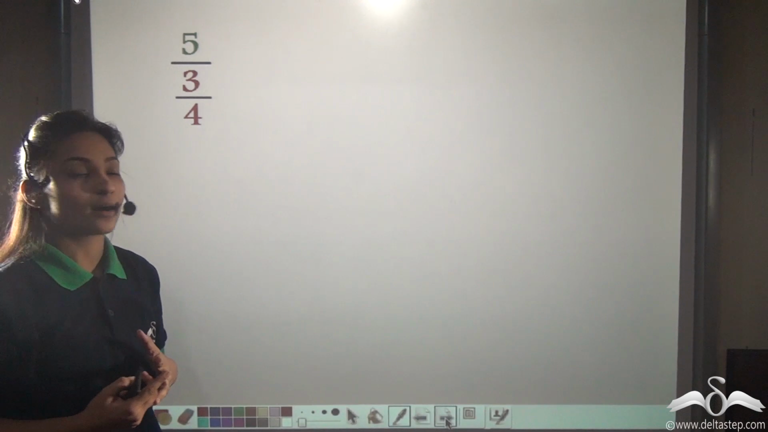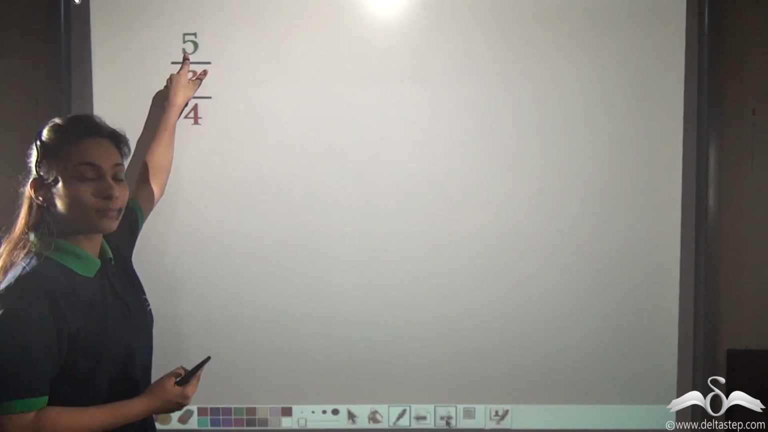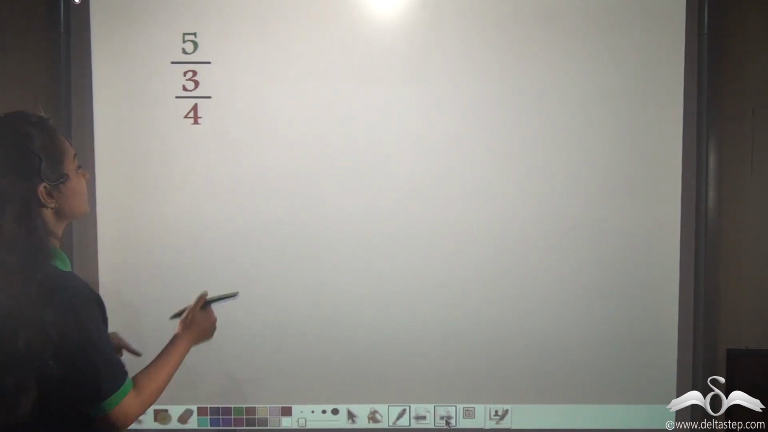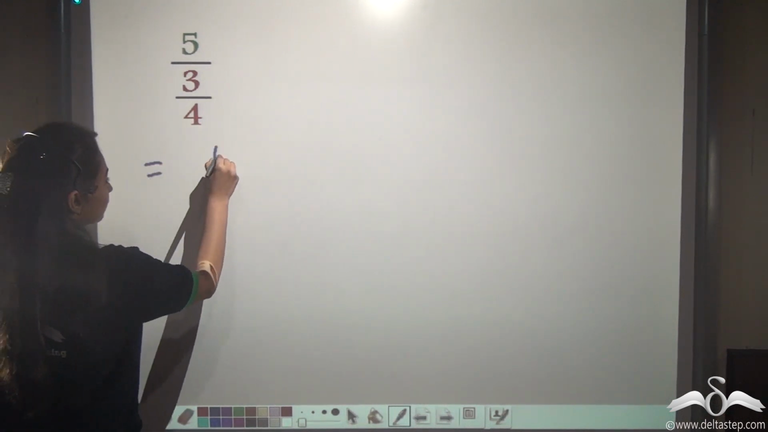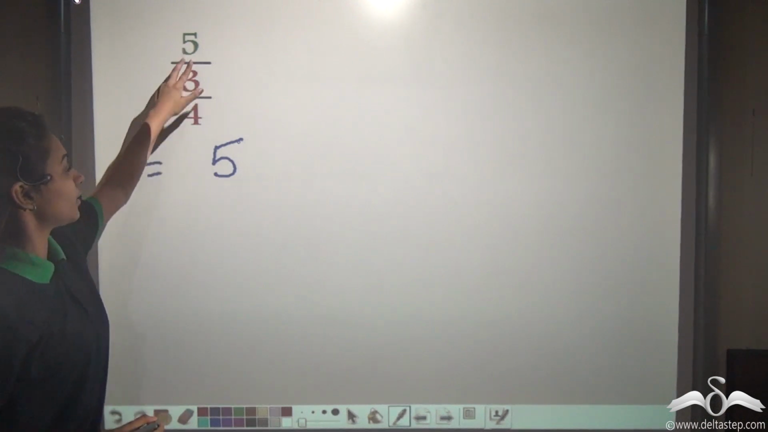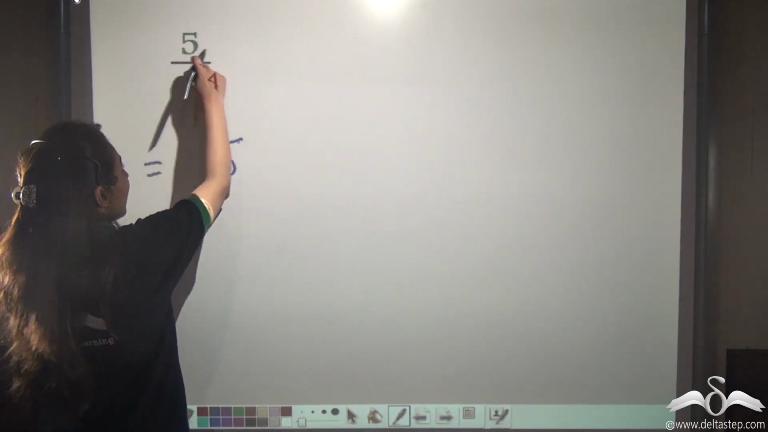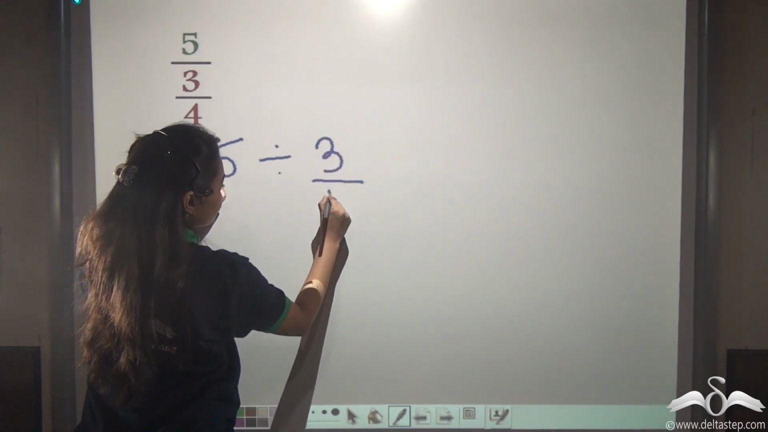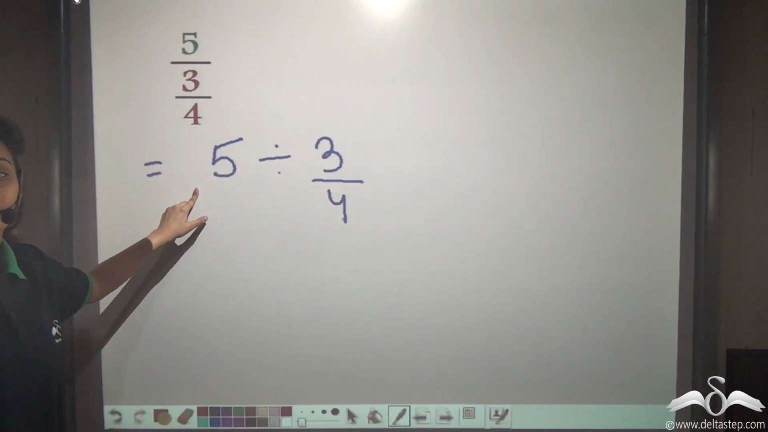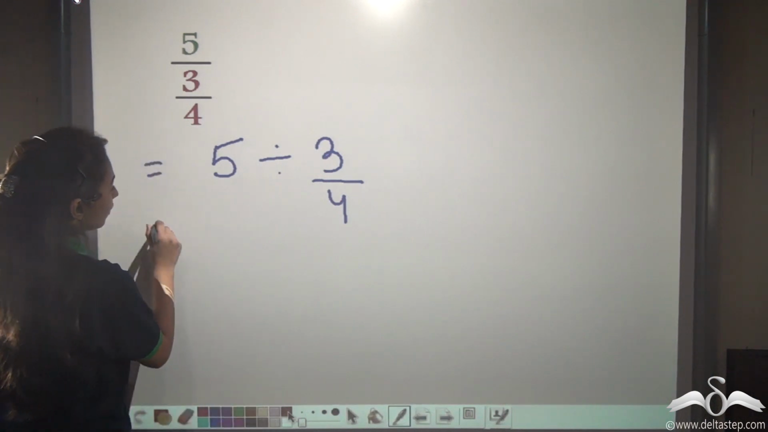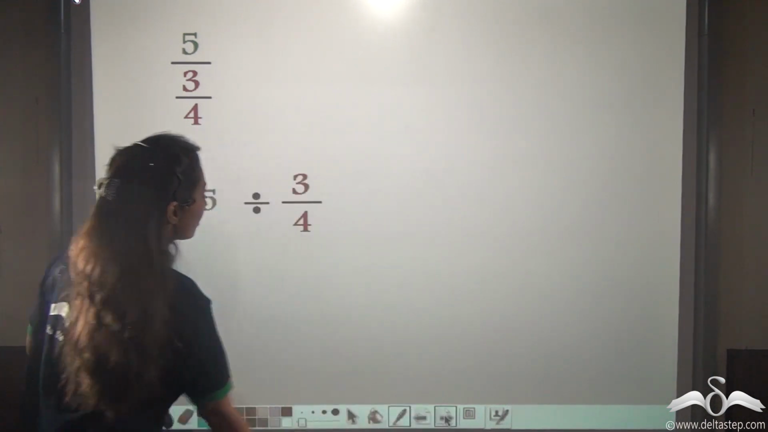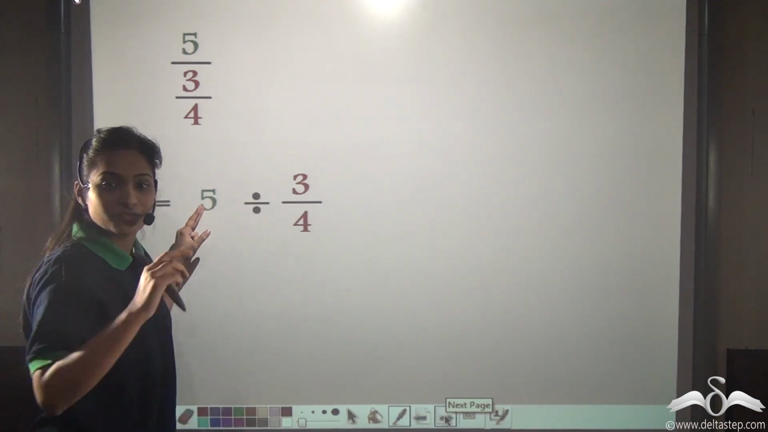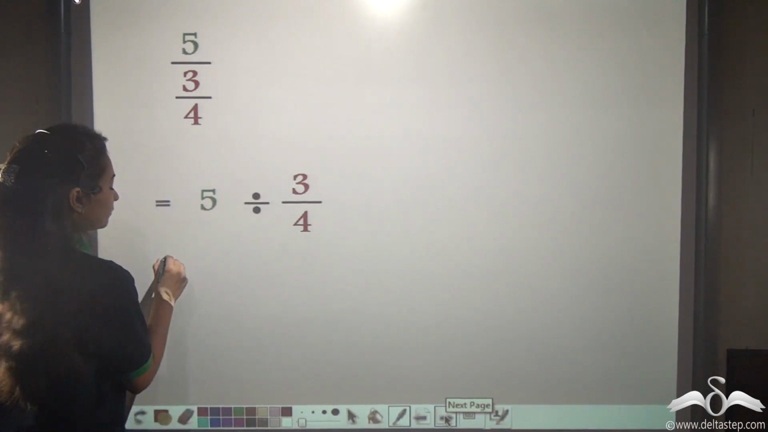Similarly, let's take the other example where the numerator is a whole number and the denominator is a fraction. So again, let's do this. Now the numerator is 5. So 5 divided by the fraction 3 by 4. This is what we get. Next, what we will do? Again, to convert division into multiplication, we have to reciprocate the second fraction.